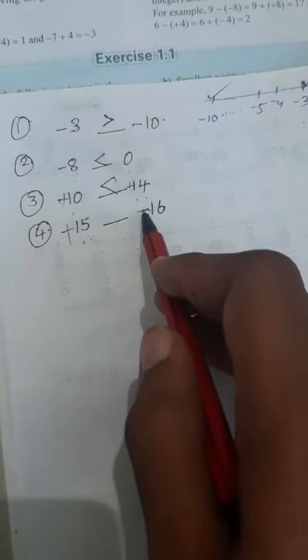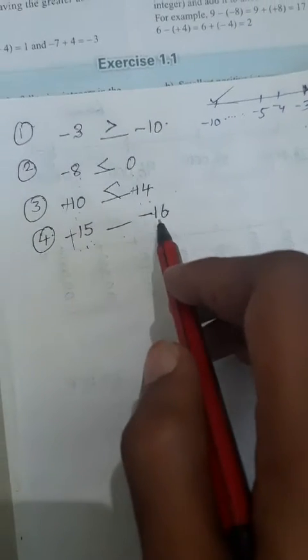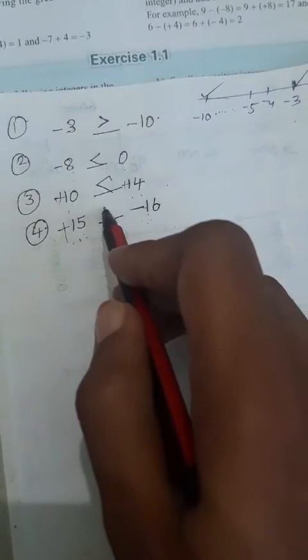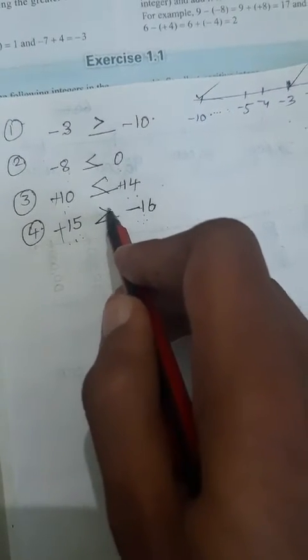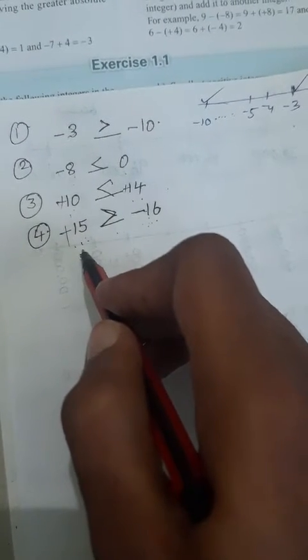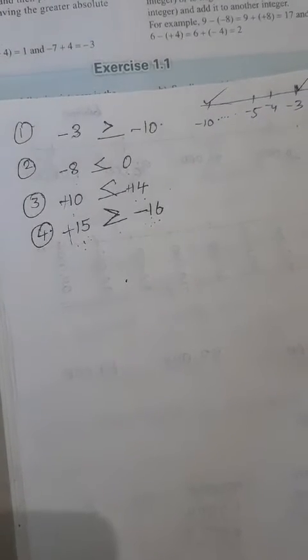And then, before 15 there is no symbol, which means there is a plus. +15 is greater than -16. So 15 is a positive integer, 16 is a negative integer. When it is a negative integer, obviously -16 is less than 15, because -16 is a negative integer and 15 is a positive integer. Now you understand how to find which integer is smaller and which integer is greater.